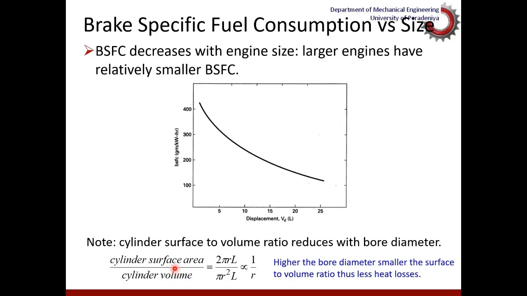So that is one of the reasons for having low brake specific fuel consumption in large engines, but there are many other things that affect that, which we discuss in detail as we go on.